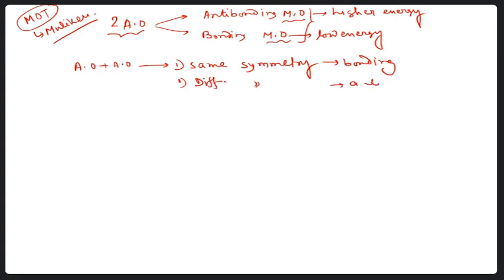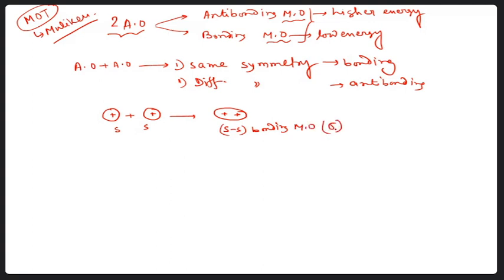How it is formed, I will just show. Suppose this is an orbital. This positive and negative sign is not any charge; these represent the symmetry of the orbital. So these combine together to form that MO. This is two S orbitals combined together, so this is the SS bonding MO. And we know that S orbital only forms sigma bonding MO, that's why it is called sigma MO.